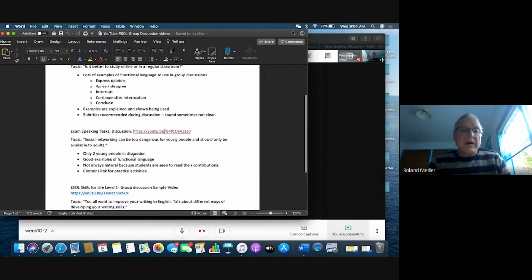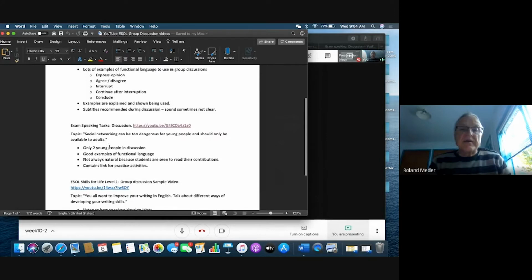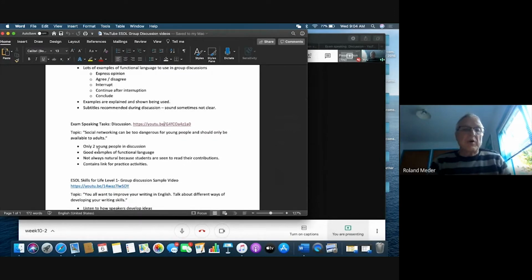Then there's another one. This one is: social networking can be too dangerous for young people and should only be available to adults. Again, very topical subject at the moment. In this discussion, there are only 2 young people participating. Again, there are good examples of functional language that are used.